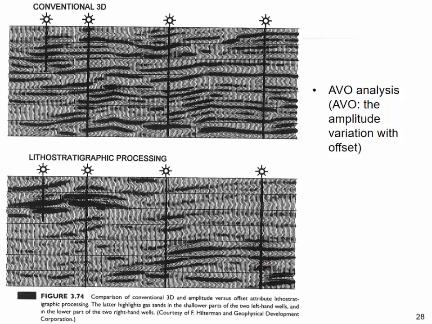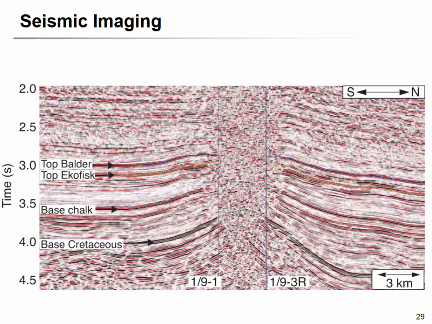Then from the AVO analysis, if you quantitatively analyze the amplitude of the reflected signal, you can find out the velocity of each stratum and also how much hydrocarbon is there. So that's a more recent technique that geophysics does at this time. And seismic imaging, this is the case where you have a mud volcano.